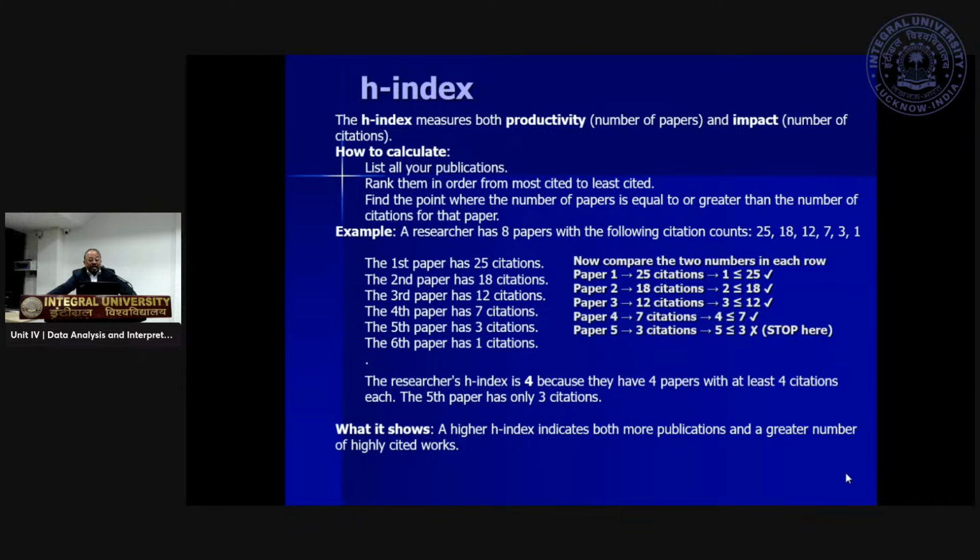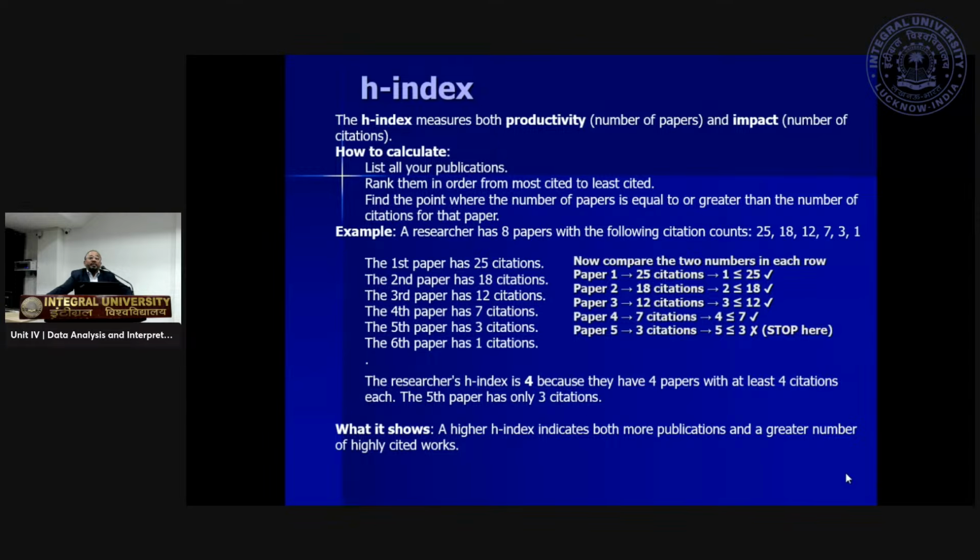The researcher's H index is 4. Okay, clear? Because they have 4 papers with at least 4 citations each. The fifth paper has only 3 citations. So what it shows is that a higher H index indicates both more publications and a greater number of highly cited works.